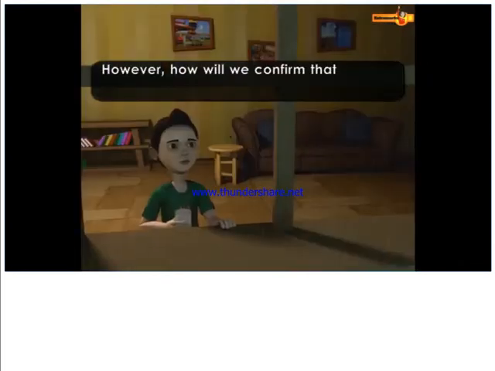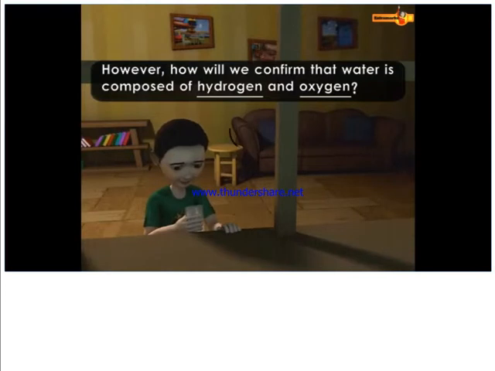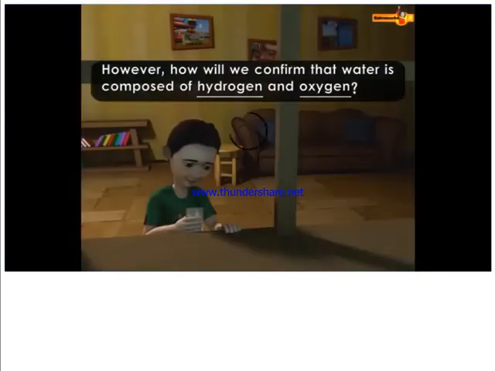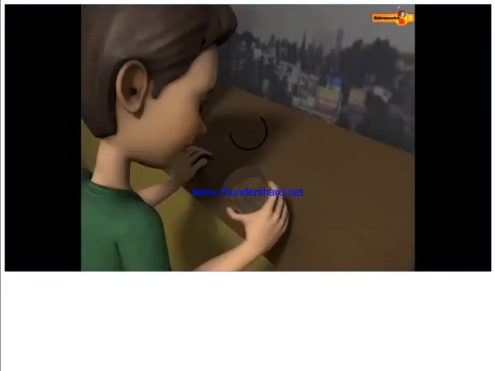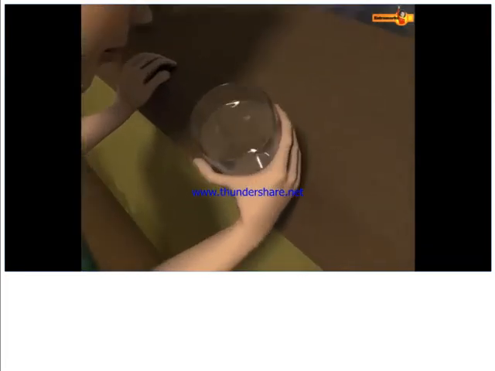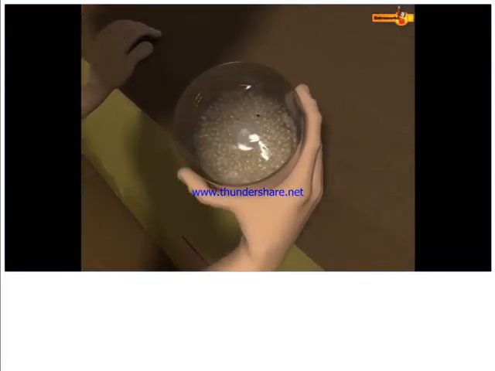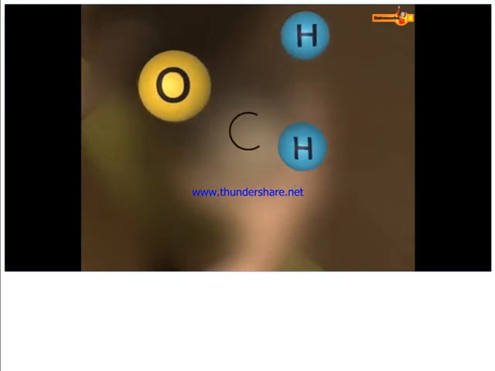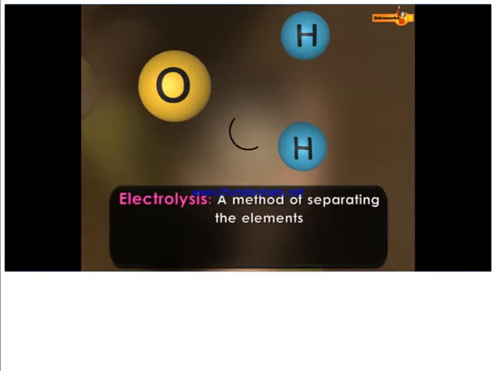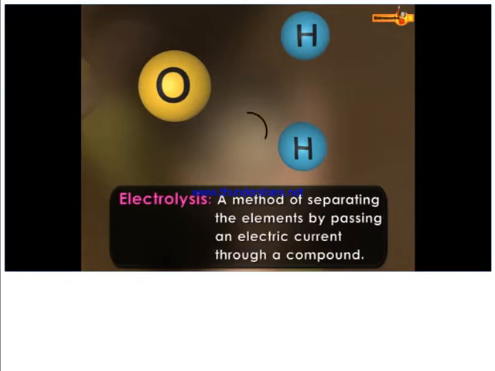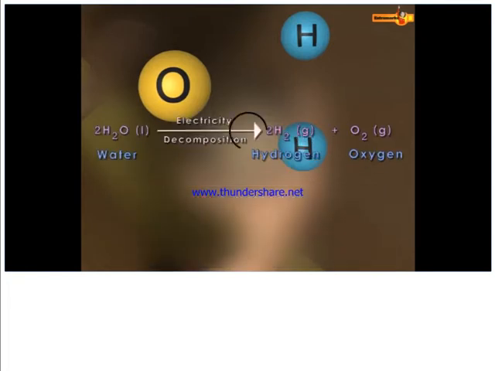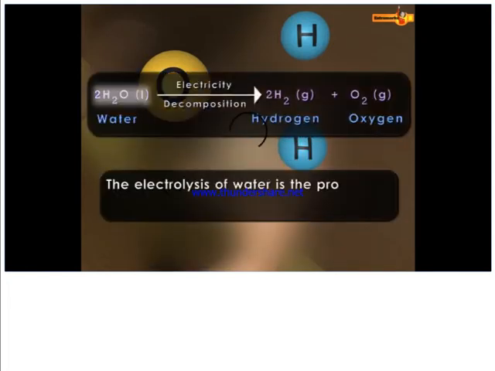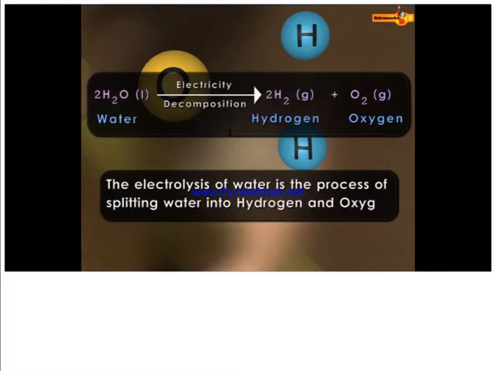However, how will we confirm that water is composed of hydrogen and oxygen? Well, in order to find the answer to this question, we have to split water. This we can do through a process called electrolysis. Electrolysis refers to the usage of electricity for decomposing a substance. In the given chemical equation, water is breaking down into hydrogen gas and oxygen gas when electricity is passed through it.